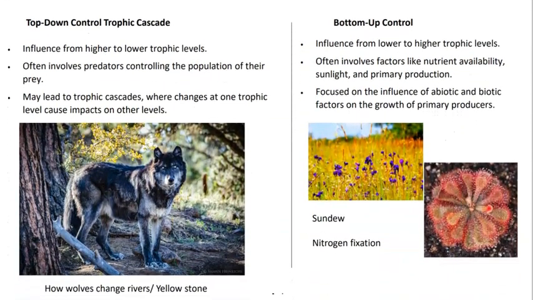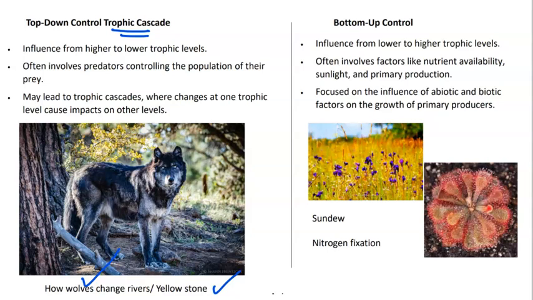So top-down, bottom-up control of interactions within our community. The top-down control is very much known as the trophic cascade. The famous example of this is the introduction of wolves into Yellowstone National Park. So this top predator was reintroduced. It'd been culled by hunting there, but then was reintroduced.